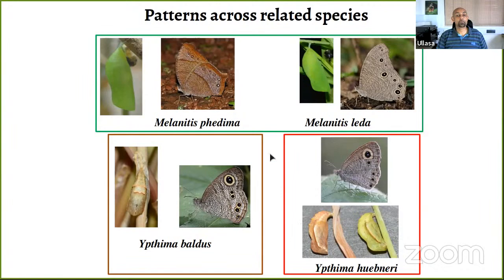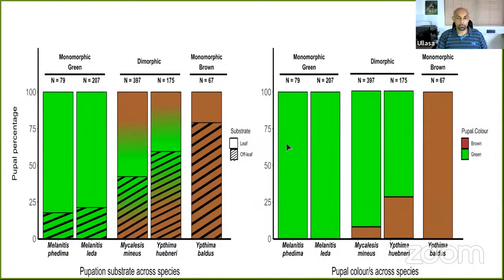So we wanted to look at pupation patterns. Where do they tend to pupate? On the right hand side, we have pupal color. Each bar represents a species, and this is a proportion. You can see two species which have only green. In other words, they don't have pupal color plasticity. There is one species which has only brown. There are two species which have both green and brown in different proportions.